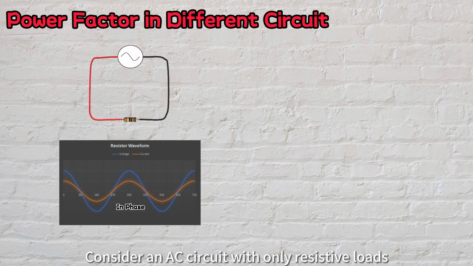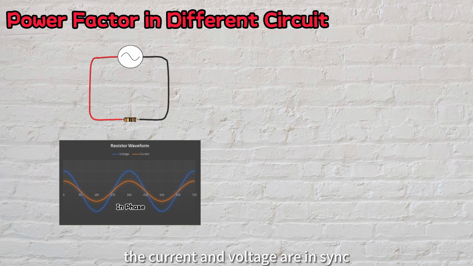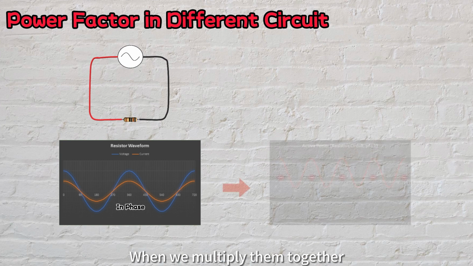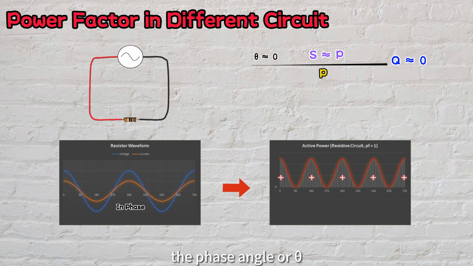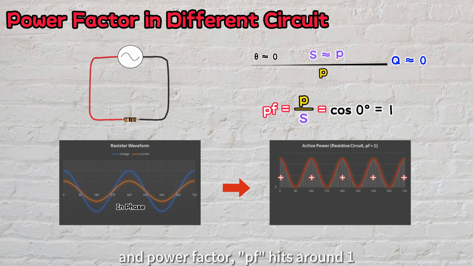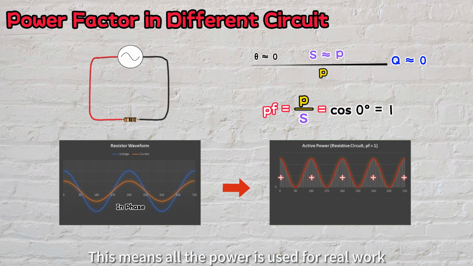Consider an AC circuit with only resistive loads. The current and voltage are in sync. When we multiply them together, we get active power, where the power flows in the same direction. The phase angle, or theta, and reactive power are approximately 0, and power factor hits around 1, the unity power factor. This means all the power is used for real work.